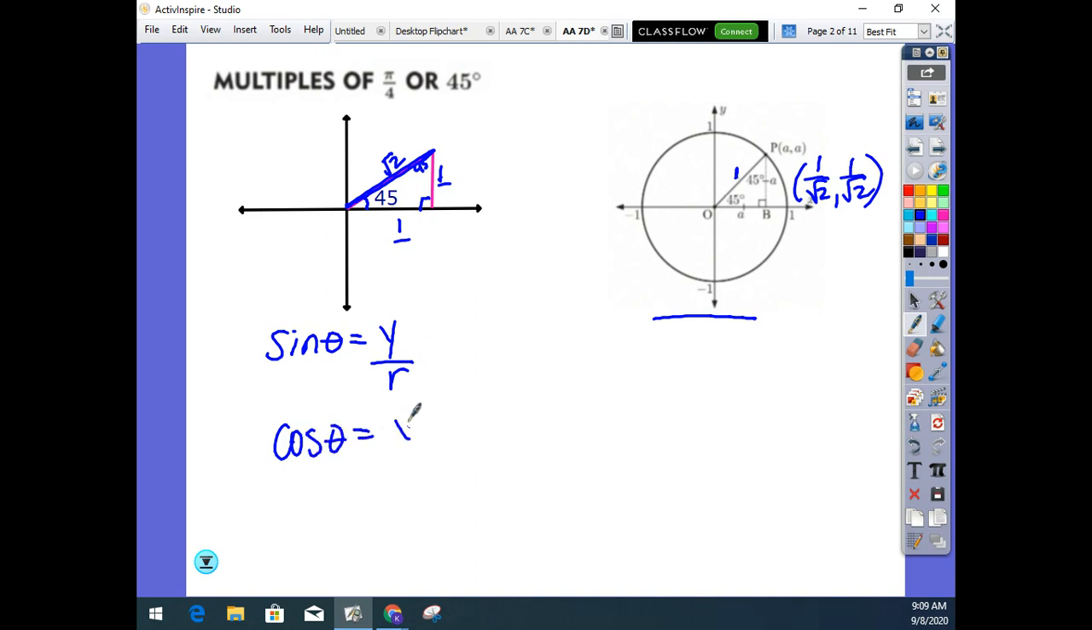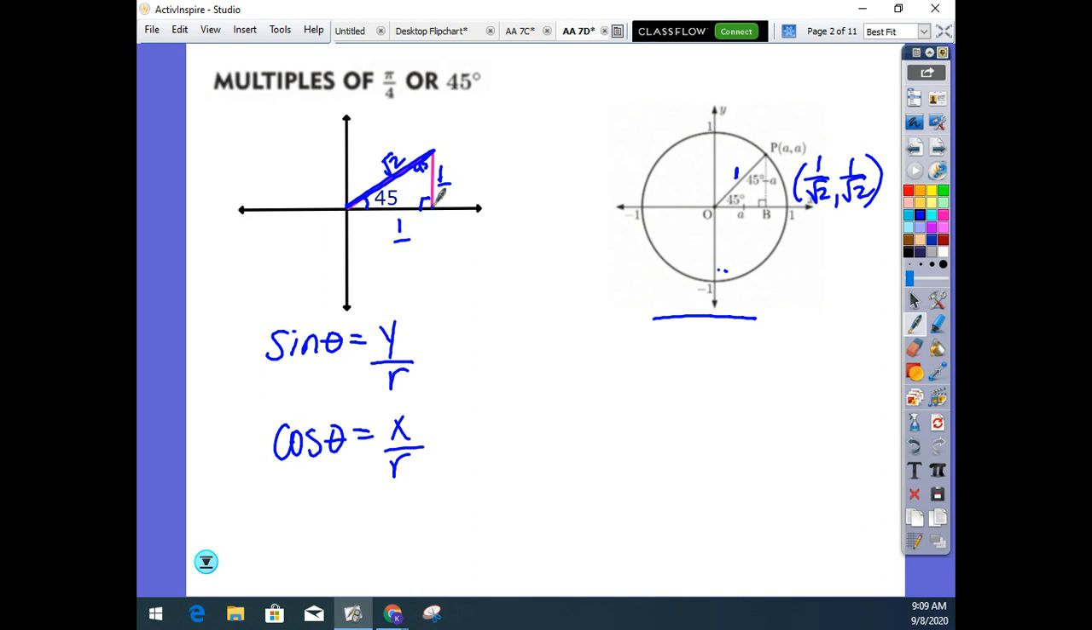Cosine is the x. If the radius is not 1, we just divide by the radius. This is how we can convert into this. This can be more confusing. If you just always divide by the radius, you're good to go. Okay?